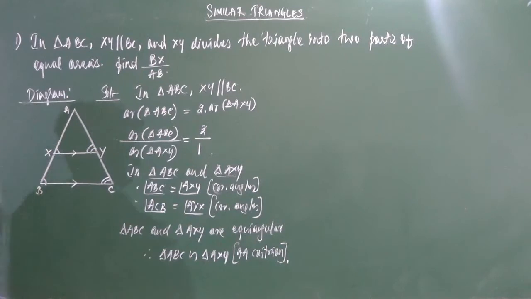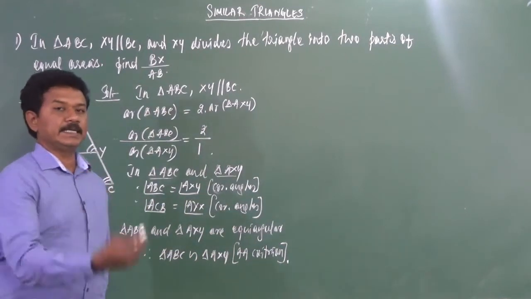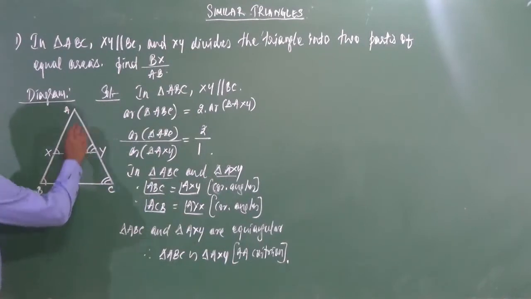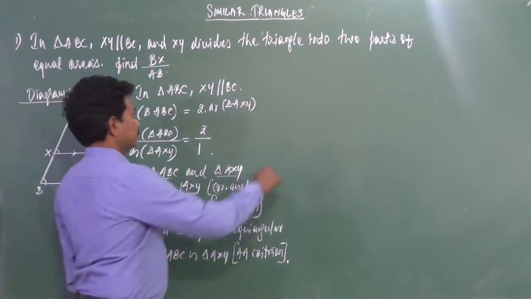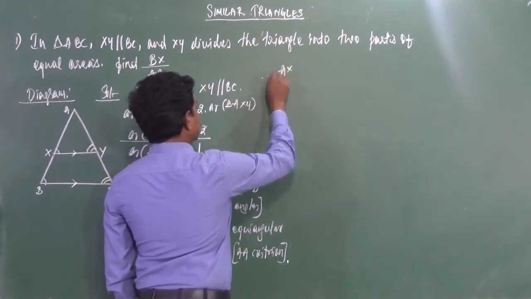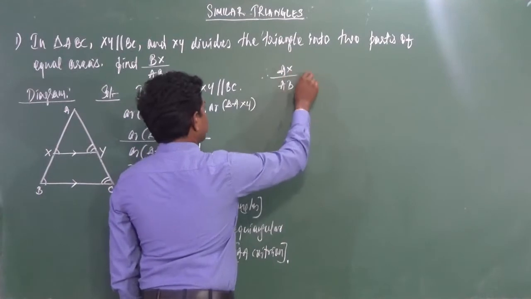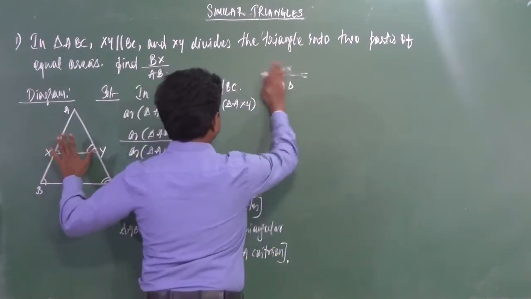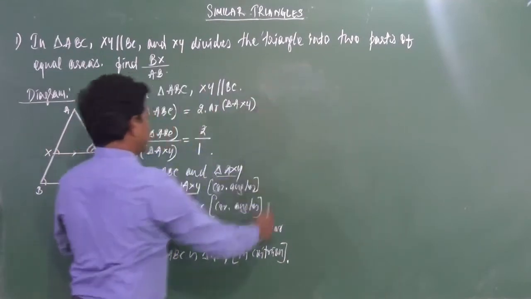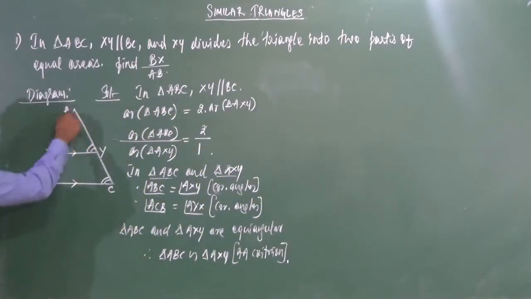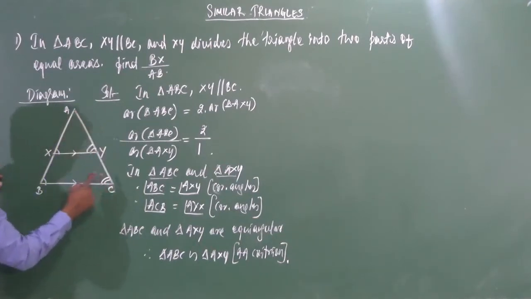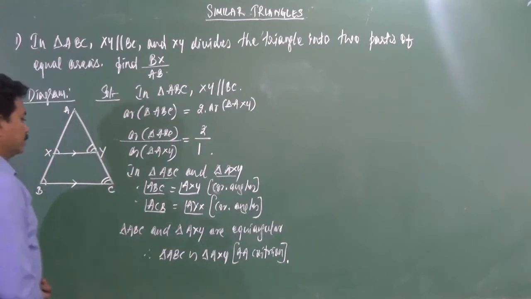Once the triangles have become similar, we can take the proportionality between the corresponding sides. So AX by AB is equal to, directly applying the theorem, XY by BC is equal to AY by AC. This will be the proportionality.